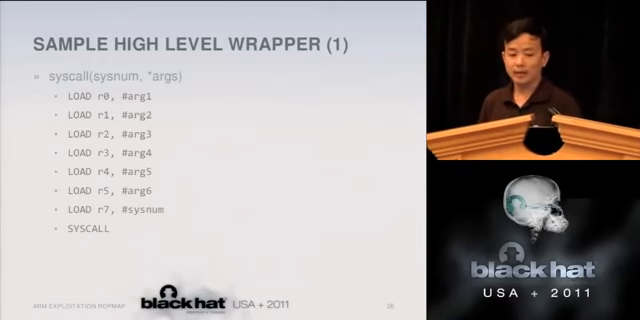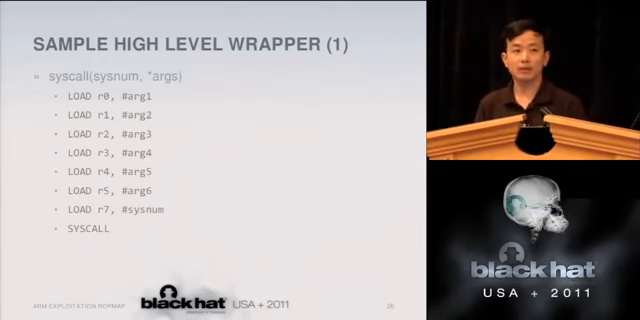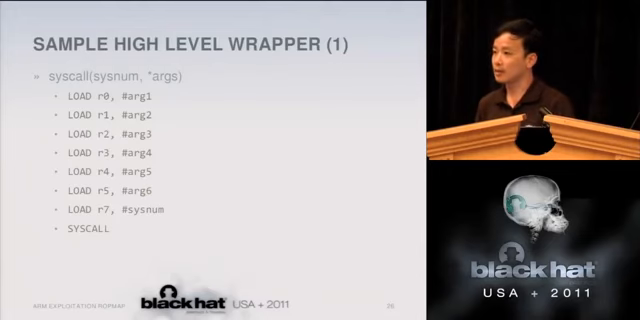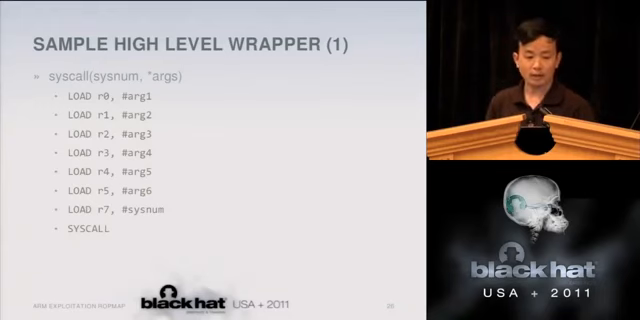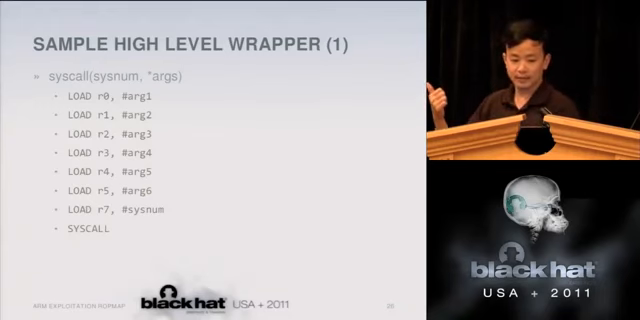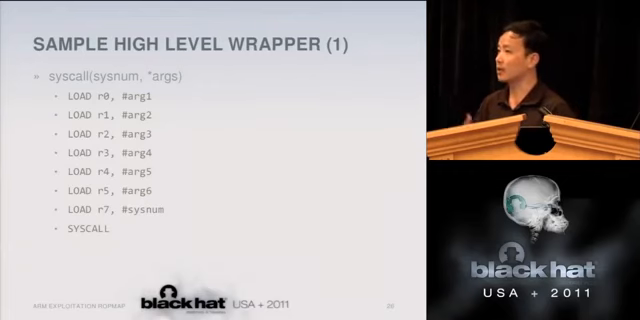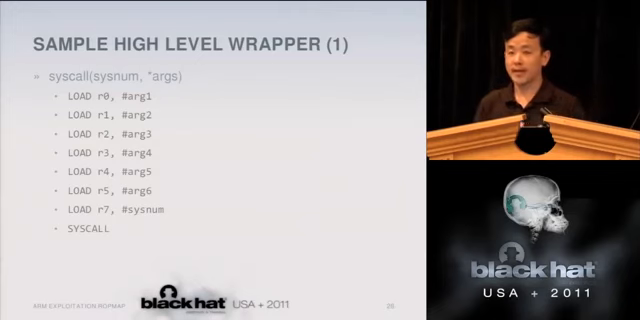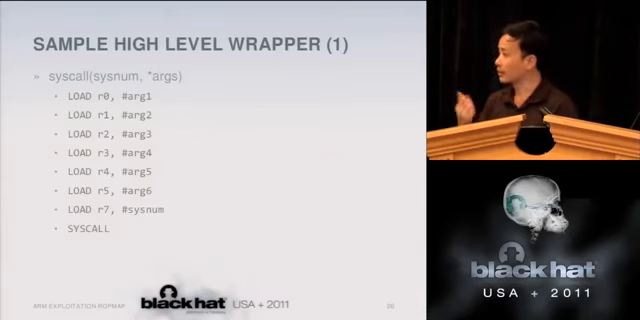We can write a high-level wrapper from our intermediate language for, let's say, a higher-level compiler or high-level framework for ROP shellcode. Here we can write a wrapper for syscall with a syscall number and any arguments. You can load the first argument to R0, R1, R2, and so on, then load the syscall number to R7, and finally call syscall.